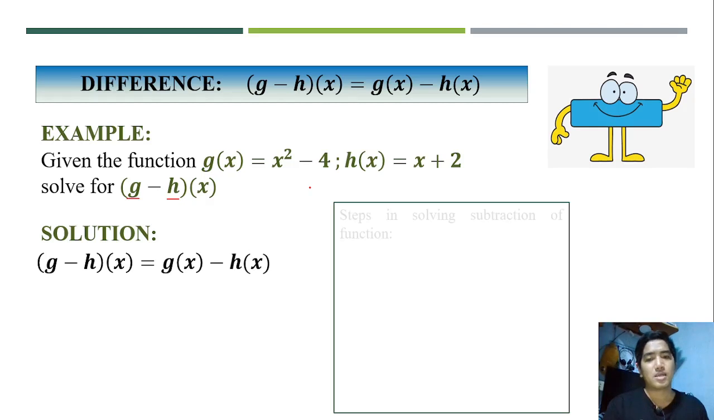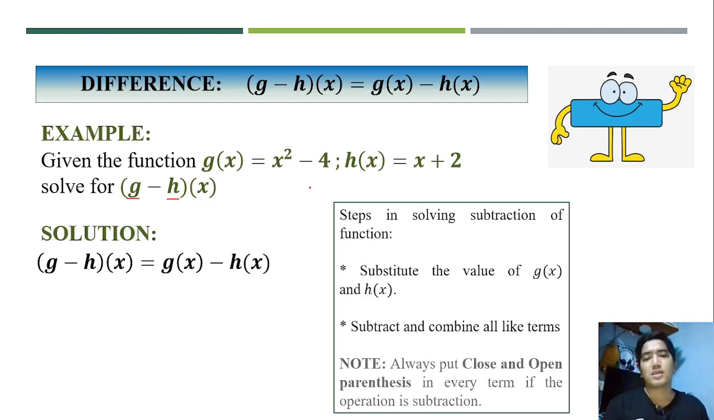Okay, so solution natin, syempre meron din tayo mga steps na dapat sundin. Okay, so first step natin is to substitute the value of g of x and h of x. Then, subtract and combine all like terms. So halos parang katulad lang siya sa addition natin, no? Dito lang, ang pinagkaiba lang is nag-subtract tayo. So kanina nag-add tayo, ngayon subtract naman. But meron tayong special note dito for subtraction. Okay, so sabi dito sa note, always put close and open parentheses in every term if the operation is subtraction.